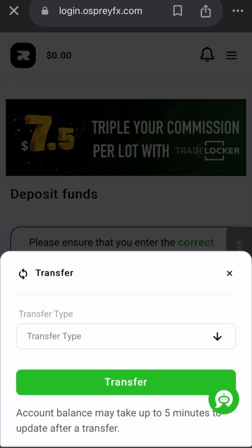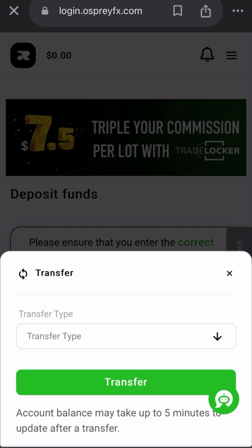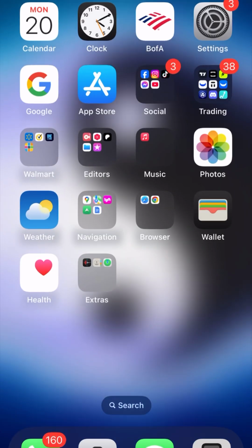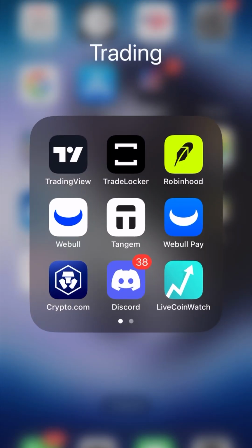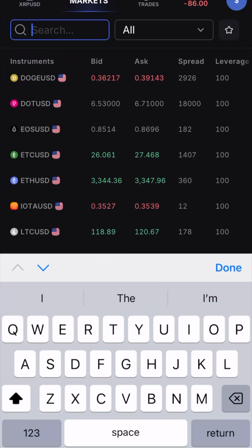So you would go to transfer, and basically you want to transfer from your wallet to the trading platform. You'll just have to select the account, and then your balance will be there, and you have a fully functioning account that you can start trading. So once you do that, let's look at SPX right now.